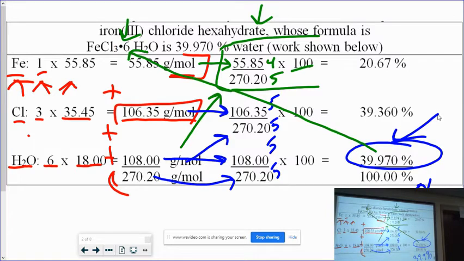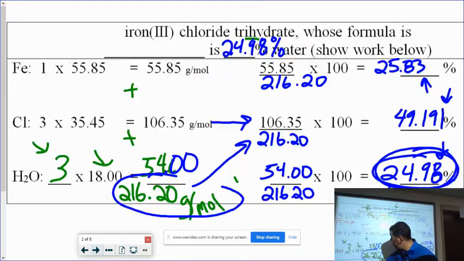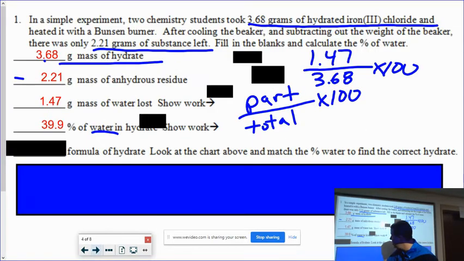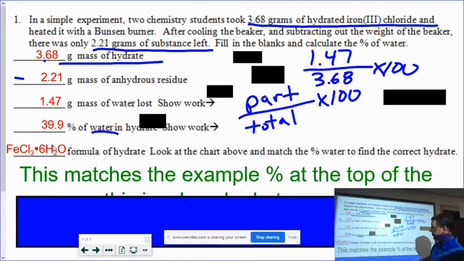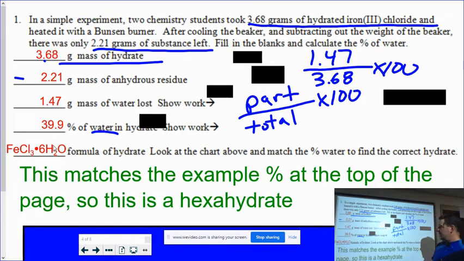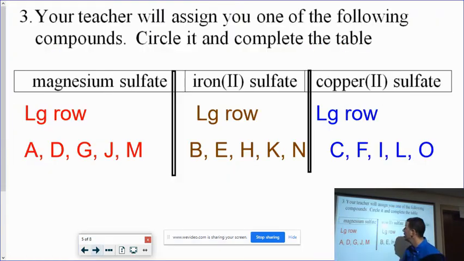So when you do a lab, there is a percent error once in a while. It doesn't always match up with what theoretically should happen. Theoretically means everything happened just like it was supposed to. There were no mistakes, no errors. So if we had to match it up with those two, we would say this one has 6 water molecules to it. So again, this matches the percent water for the 6 water molecules, or the hexahydrate.